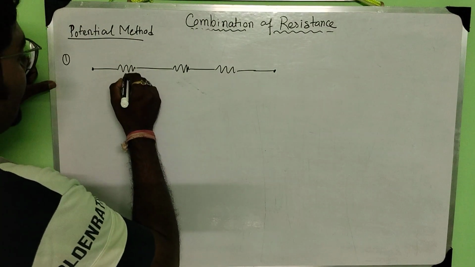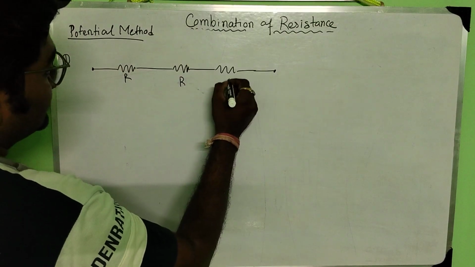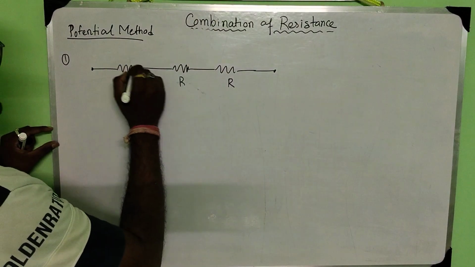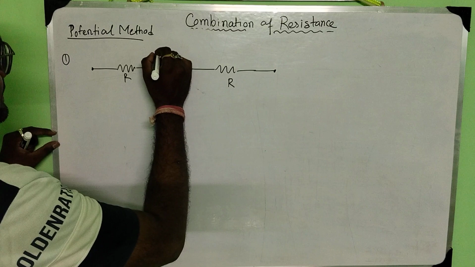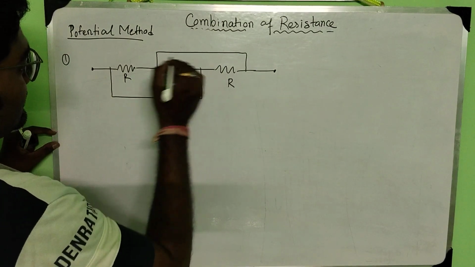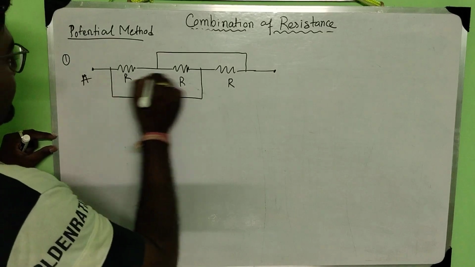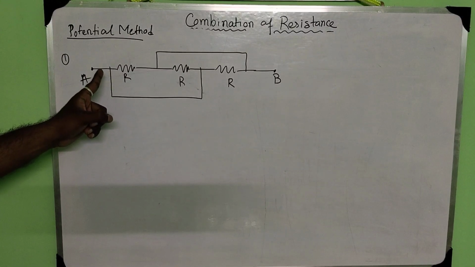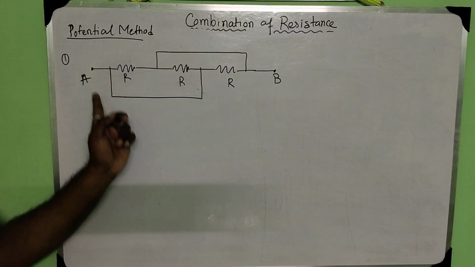This is R, this is also R, this is also R. Actually the resistances are in series combination. Now the twist is, now find out the equivalent resistance. Okay. Now this line is actually the connecting wire.